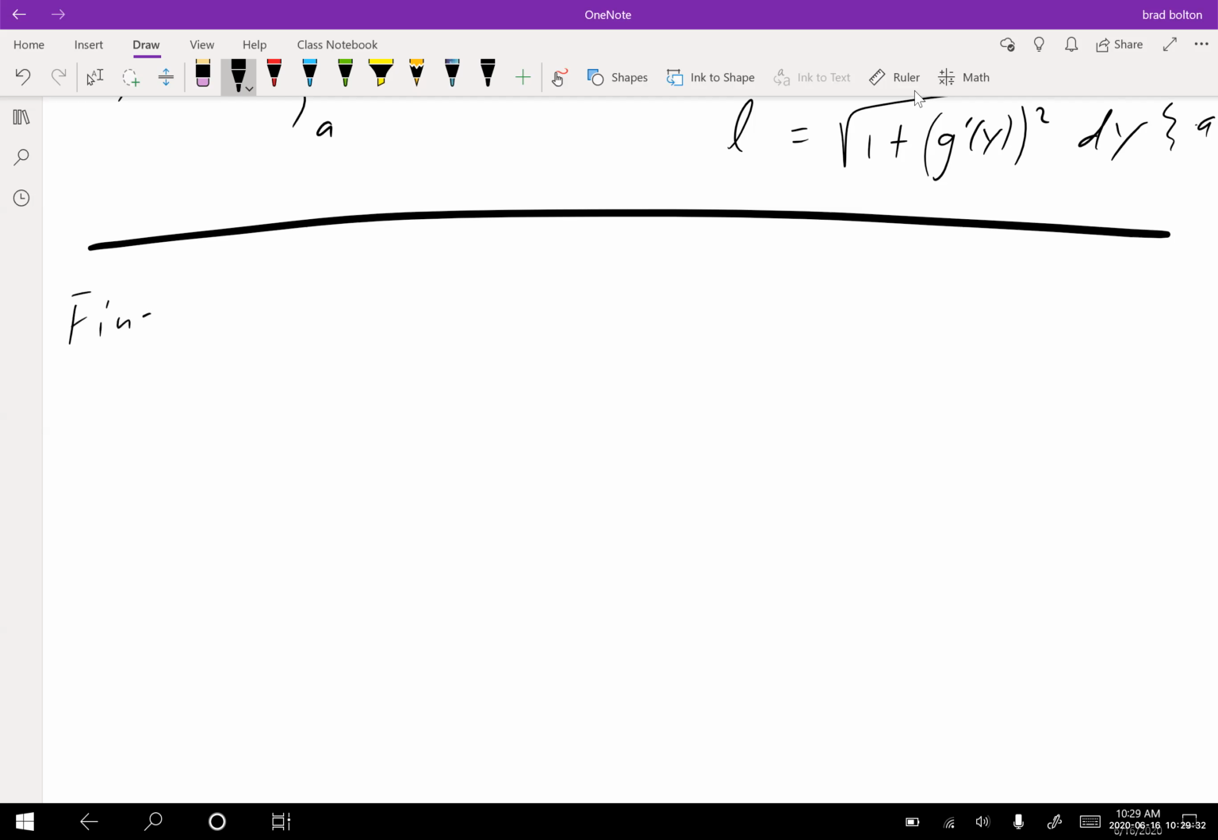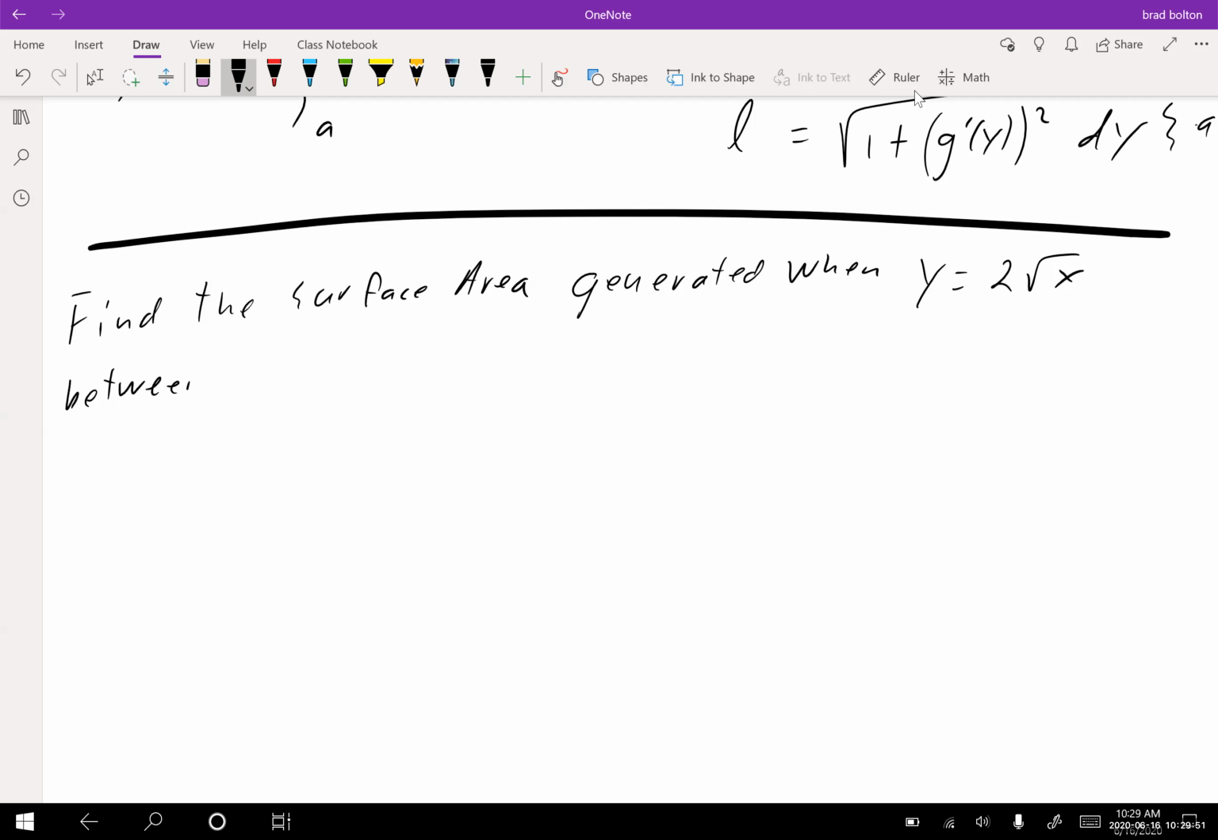So find the surface area generated when y equals 2 square roots of x, between 1 is less than x is less than or equal to 2, is rotated about the x-axis. Let's go with x-axis.